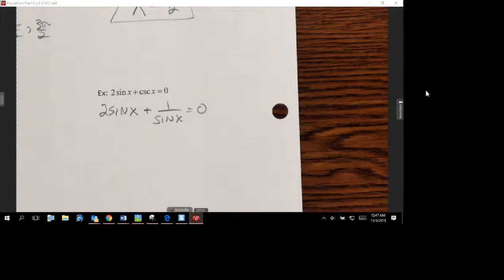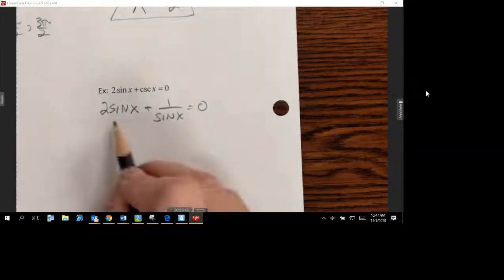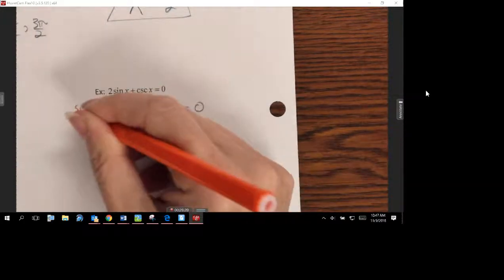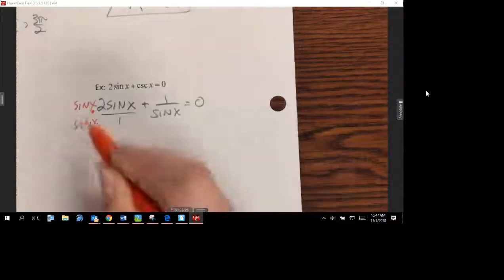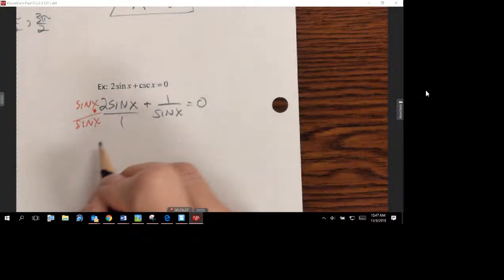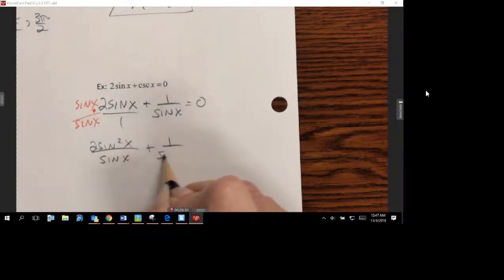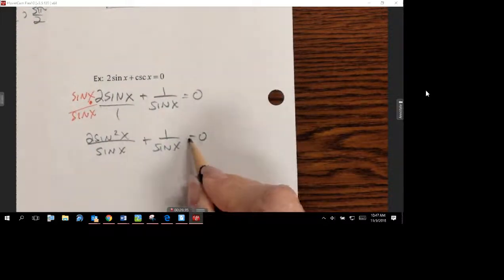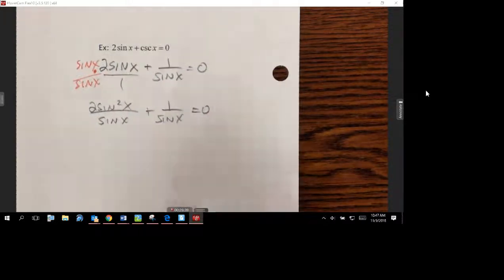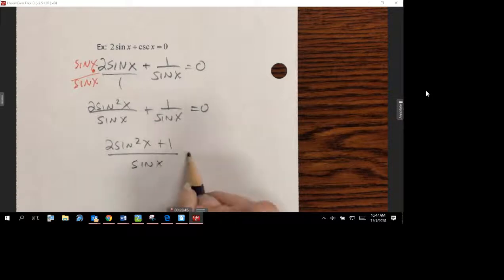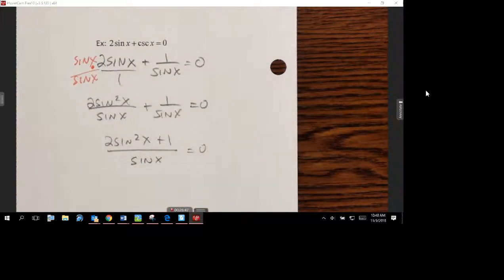Oh gosh, you know what? I was like, oh no, you can't. Well, you can add these. You can add fractions. How do you add fractions? I can multiply this one by sine x over sine x, a value of 1, which makes the denominator the same, so now we have 2 sine squared x over sine x plus 1 over sine x. Now I can add them together over the common denominator.